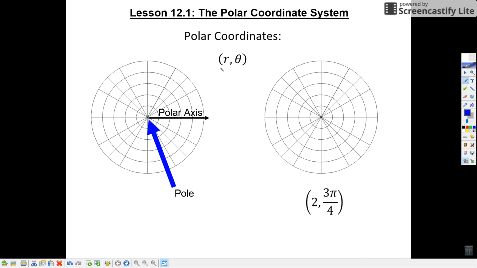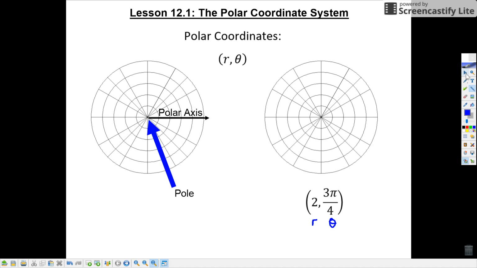Now, polar coordinates, you graph it such that there's a radius length, which is the r, and your theta, or your angle. Okay, so the very center of our polar coordinate system is called the pole, and then this right here is your polar axis. So for instance, if I were graphing (2, 3π/4), the 2 would be my radius, 3π/4 would be my angle, and I actually go for the angle first. I find that angle as my initial value.